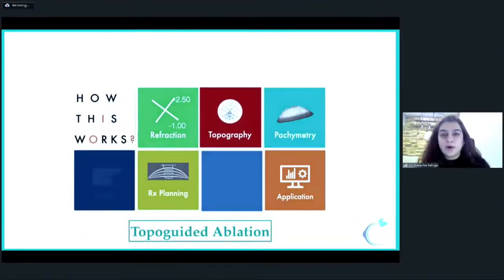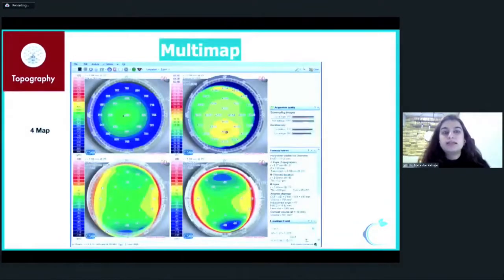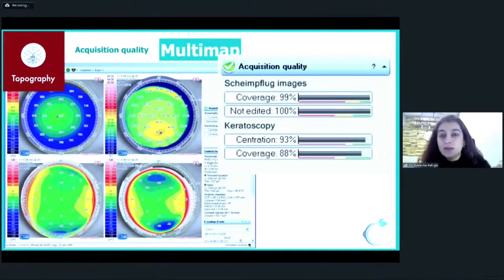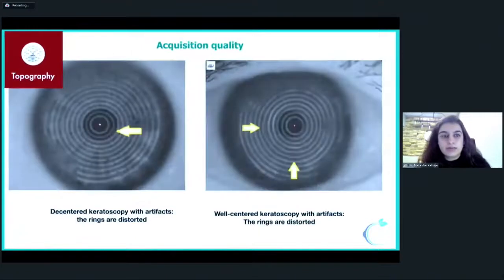Coming to topography, it's absolutely essential to get the right scan. This is a format that we usually get. But most importantly, the acquisition quality is what needs to be checked before the topography is accepted for ablation. I do the topography myself if the patient is being taken up for surgery. What I essentially do is check that the red cross coincides with the Purkinje image. That means the surface topography has been taken correctly.